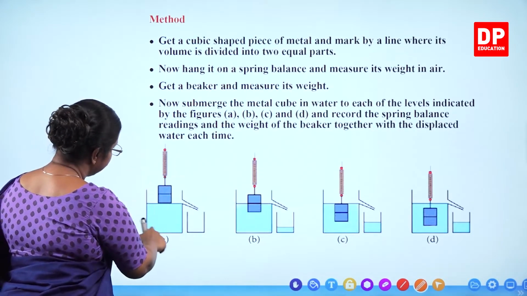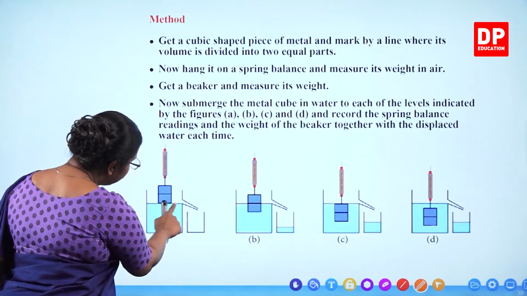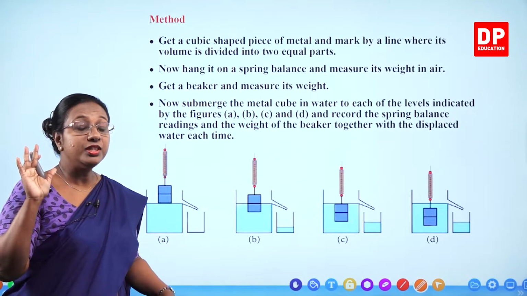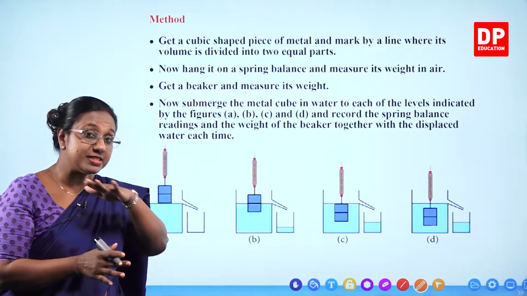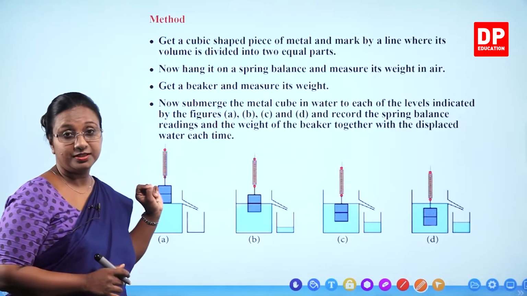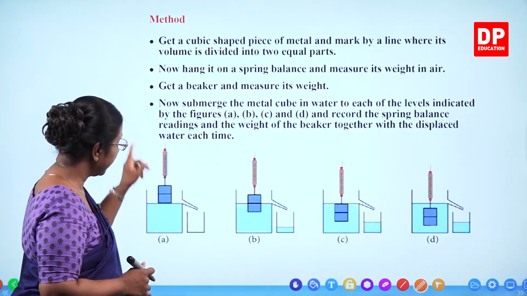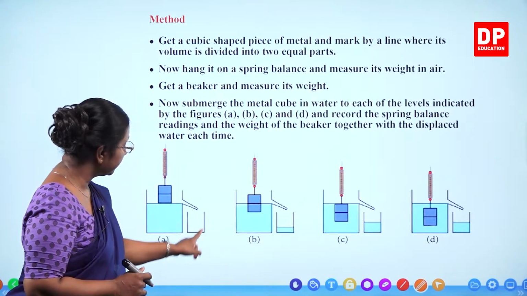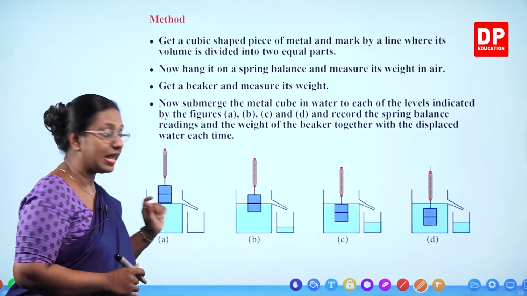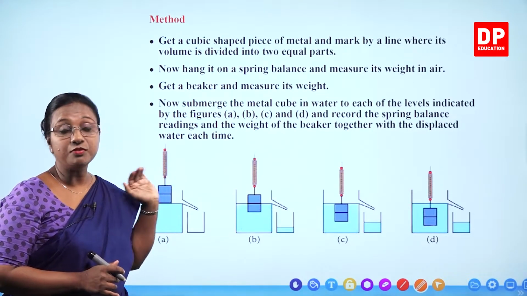Then that is the first instance where you have attached the object to the spring balance, but it is above the water level or just above the water level. So it is not immersed in water, it's still in air. Then you get the weight of the object, that is the reading of the spring balance. So here we get the weight of the object. At the same time, you measure the weight of this beaker. So, we take the weight of object as well as weight of beaker. The first instance is it's near the surface of water.